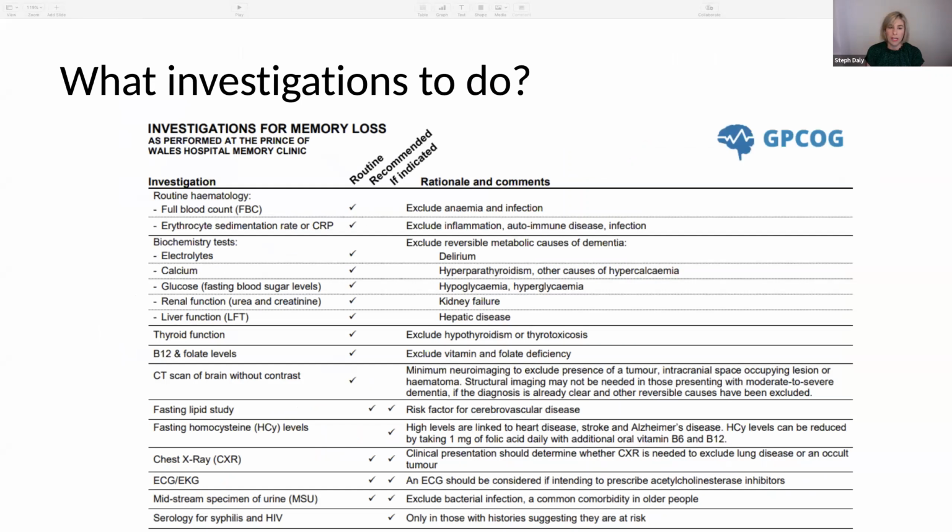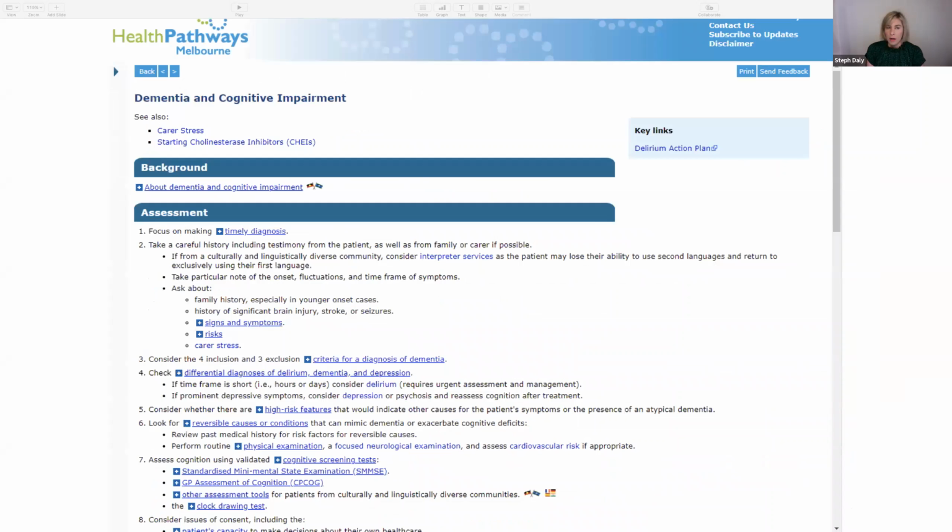And if you have a look here, you can see the exact reasons why we're doing the investigations that we're doing. One thing it's interesting to point out is that most health pathways actually have a health pathway for dementia. So if you ever need to be reminded of what I've talked about today, most of the information will be on the local health pathways. So you can always go on there if you want to have a reminder of what is going on.